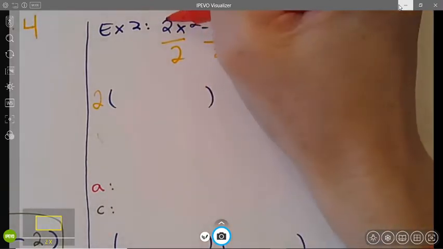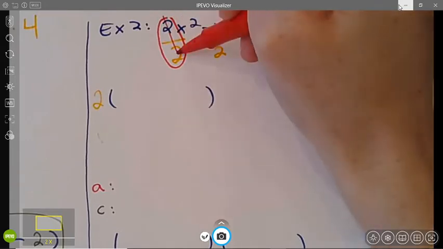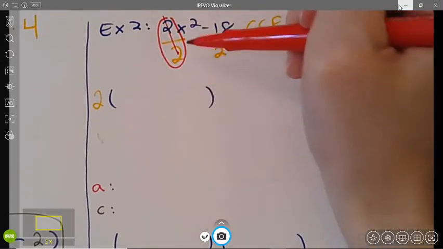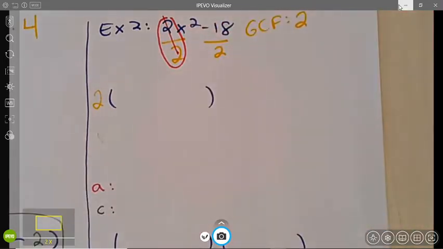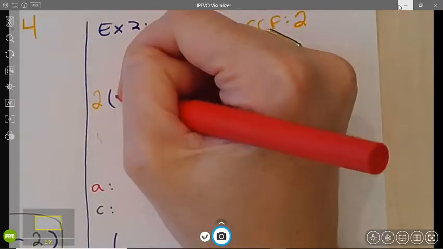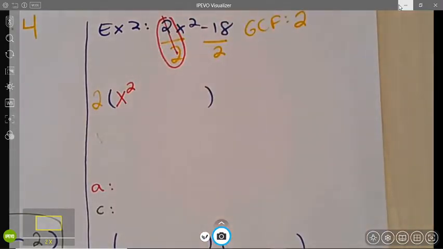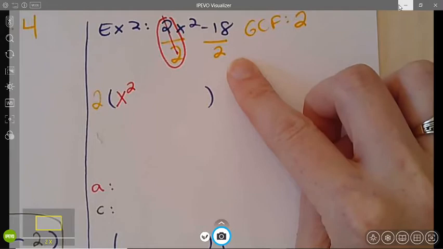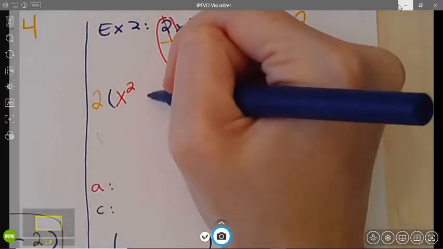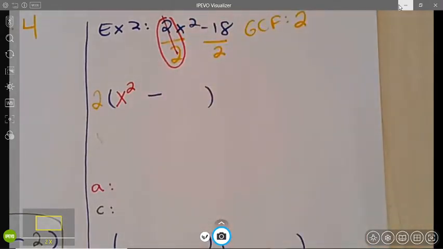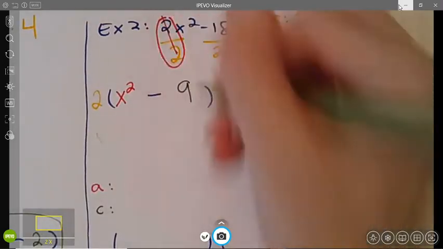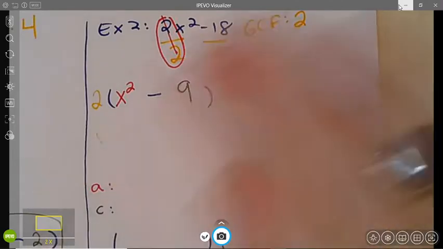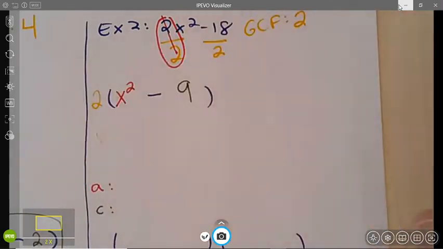So, 2 divided by 2 will cancel out and turn to 1. I could write 1, but you don't have to. And then I don't have anything to divide my x squared by, so I'm just going to bring it on down. And then negative 18 divided by 2 is negative 9. So we have factored out the GCF, which, if it were one of our other problems, we would be done at this point.